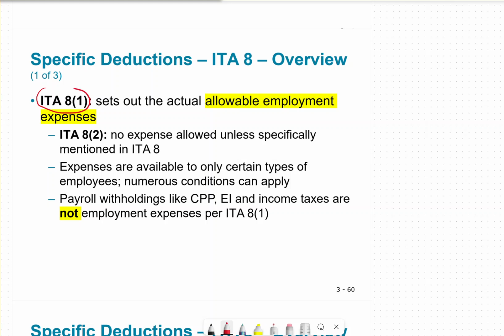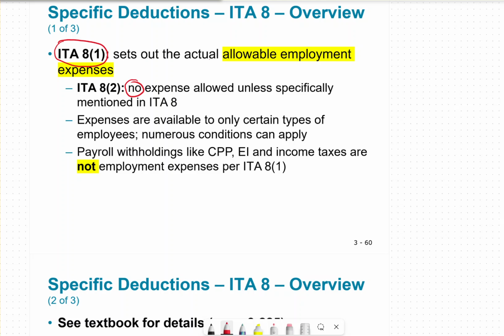Under the Income Tax Act, 8(1) subsection 1 sets out the actual allowable employment expenses. You're not allowed to deduct any expenses if they're not listed under this. The expenses are available only to certain types of employment, and some conditions have to be met in order for expenses to be deducted.